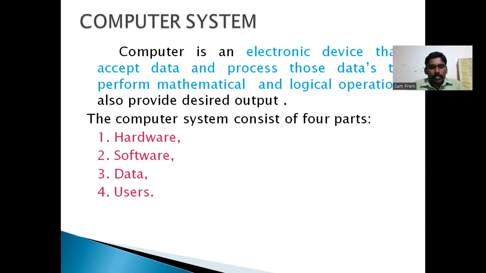And the computer has four parts. One is hardware, software, data, and the last one, users. So these are the four parts of the computer.